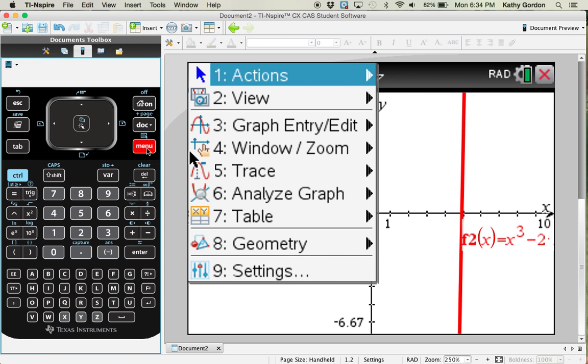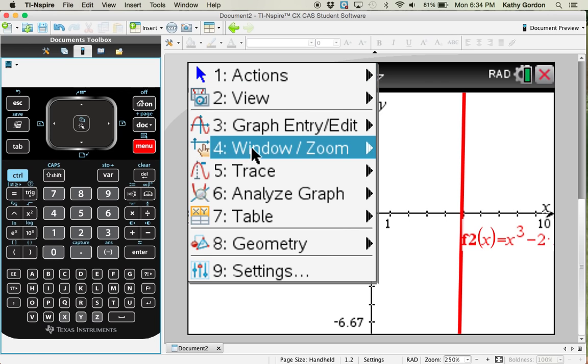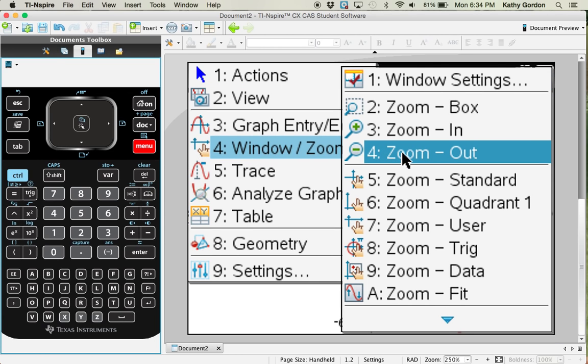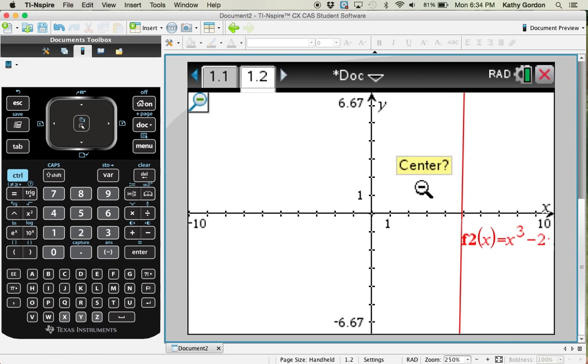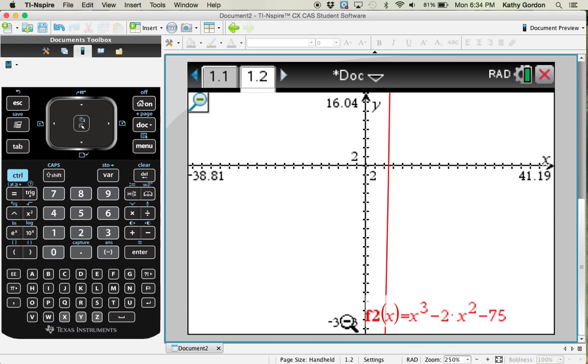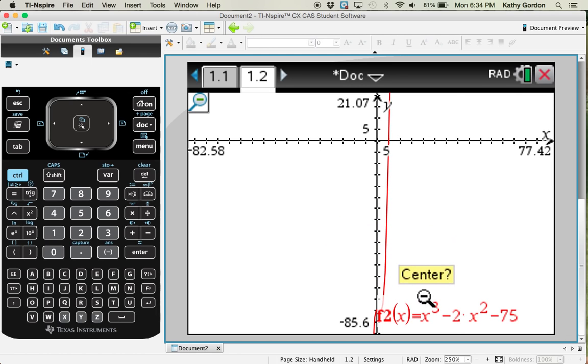So this time, when we go to our menu and we go to our window zoom, let's just do a zoom out. And let's make the center right here. Okay, so we're seeing that. Let's make the center down here a bit. And maybe down here a bit more. Now we're starting to see it. Now in order to get out of this, let's go down just a little bit more.